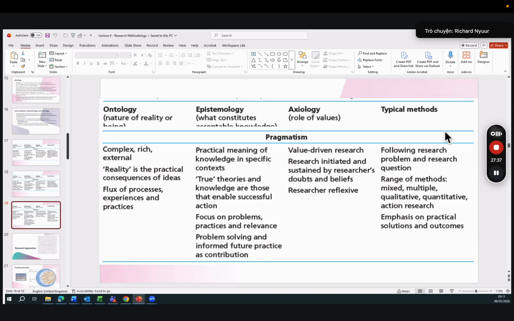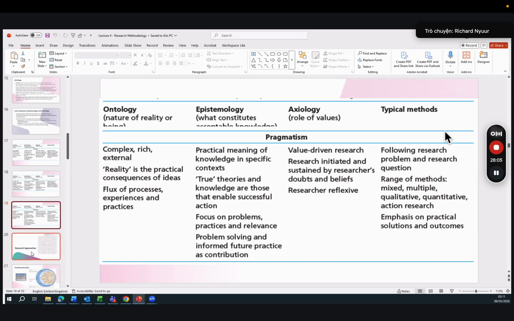So here, in terms of approaches and methods, they normally use mixed methods, multiple methods, qualitative and quantitative, action research, and so on. So those are the research philosophies. Make sure you understand them.